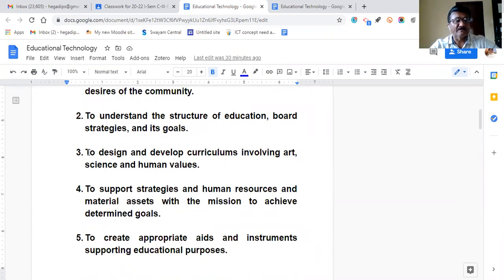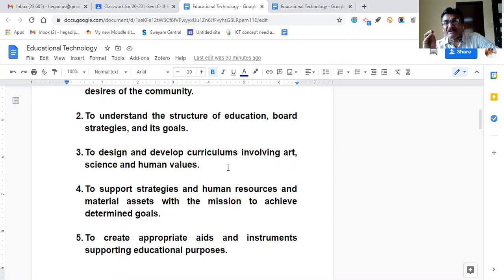Third one, I am eyeing on the third one to read out. To design and develop curriculums involving art, science and human values. This is most important. At last, human values are most important to a larger extent. Okay, ಅದಕ್ಕೆ ಅವನ ಐನ್ಸ್ಟೀನ್ ಏನು ಹೇಳಿದ್ದಾರೆ ಅಂದ್ರೆ, ವಿಜ್ಞಾನ ಅನ್ನೋದು ಬರೀ ನಮ್ಮ ಅಪ್ಲಿಕೇಶನ್ಸ್ ಇರಬಾರ್ದು. The ultimate goal of science should always be to develop human values.